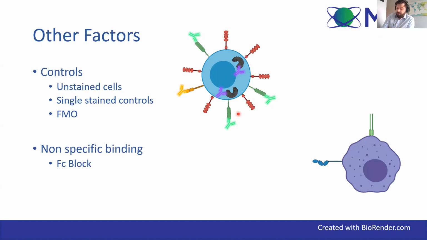You should also think about the potential for non-specific binding. This is particularly important if you're looking at phagocytic cells like macrophages, because the macrophages have Fc receptors on their surface. These will bind non-specifically to antibodies. And because the cytometer can't tell the difference between a specifically and a non-specifically bound antibody, this can cause a serious issue.